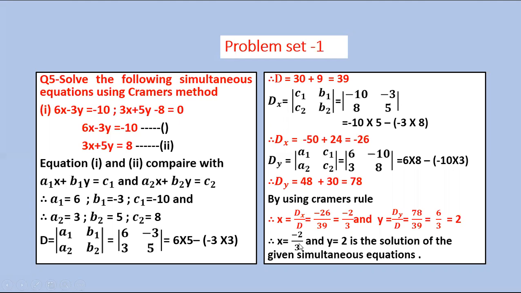Hence, x is equal to minus 2 upon 3 and y is equal to 2 is the solution of the given simultaneous equations.